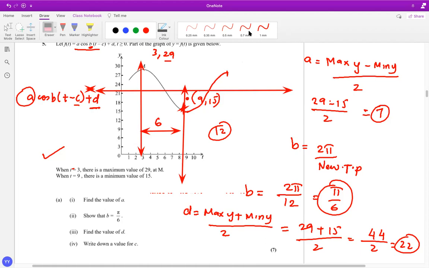Now as far as the c value is concerned, by observation, the original cos graph has its first maximum at the origin. Here the first maximum is at 3. It means the graph has been dragged by 3 units to the right. So the c value I take is 3. That's how you find the values of A, B, C, and D. And now let's take some more examples for this kind of concept.